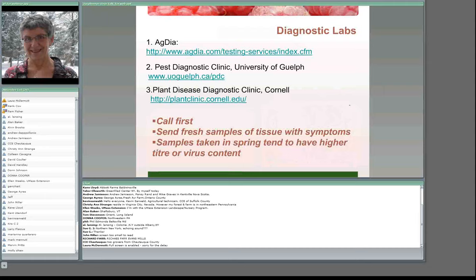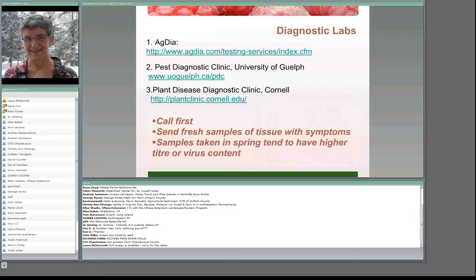So here's a slide to show some of the labs you could consider, depending which country you're in, to send some samples for disease diagnosis or confirmation of a virus disease. You should pick a lab and then call first to get the price list, to find out what it's going to cost, what viruses these labs can test for.